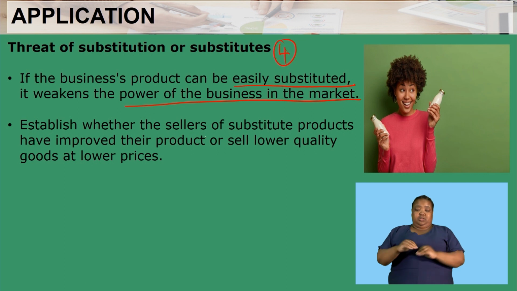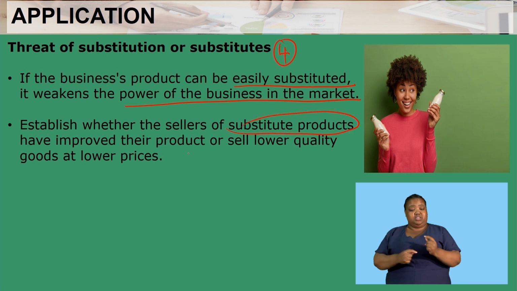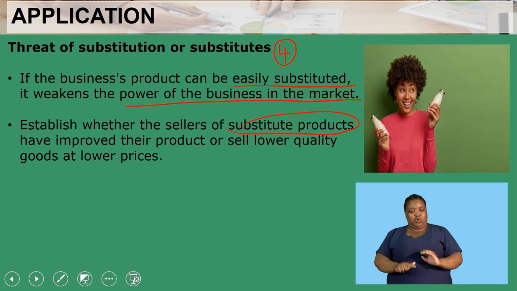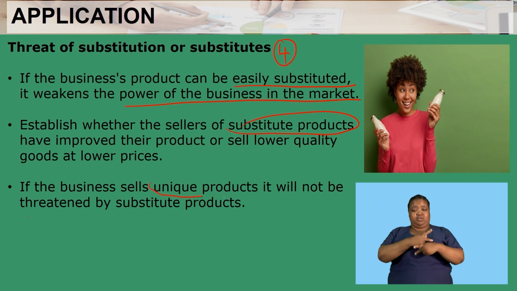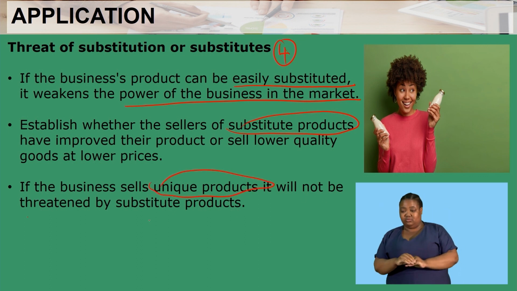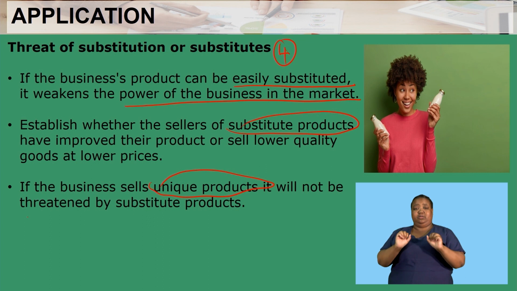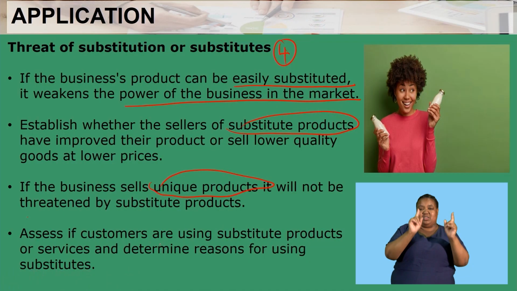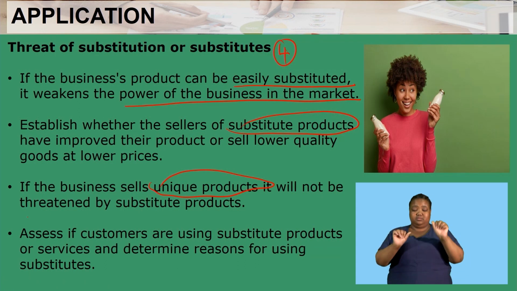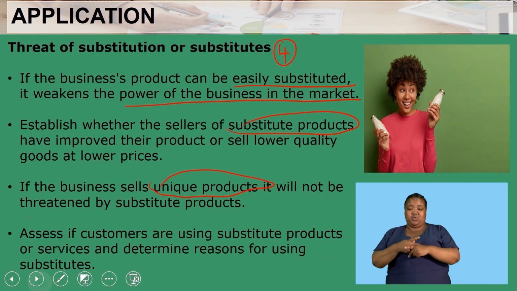Establish whether the sellers of substitute products have improved their product or they sell lower quality goods at lower prices. If the business sells unique products, it will not be threatened by substitute products. So at all times as a business, we need to be selling unique products, so that even if you were to go to business B, you would still want to come back because it does not give the same satisfaction. So we should not be threatened. Assess if customers are using substitute products or services and determine reasons for using substitutes.